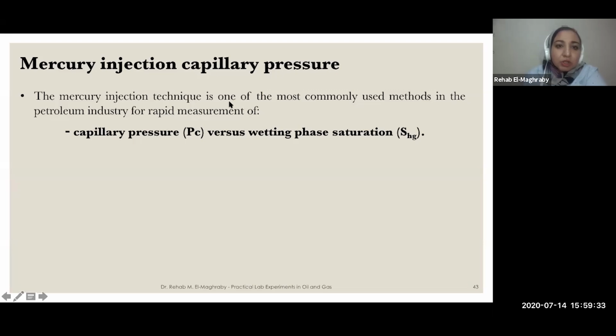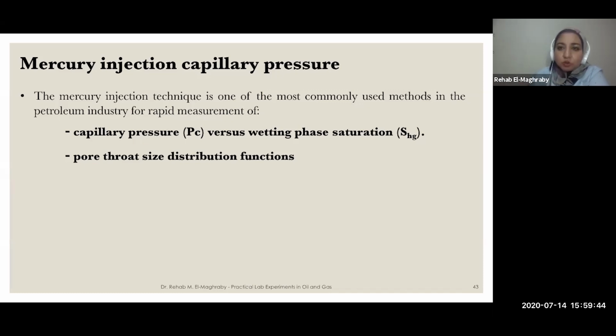So mercury injection techniques can be used to measure the capillary pressure versus saturation of the mercury. So we have a curve of capillary pressure. We also have two curves of pore throat size distribution. It is a destructive test. All the other tests I showed are non-destructive, because you just inject oil and water, and you can clean your core. But for this mercury test, you cannot get rid of all the mercury in your core, and your core will be damaged. So it is a destructive test.